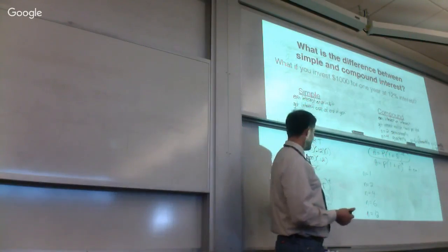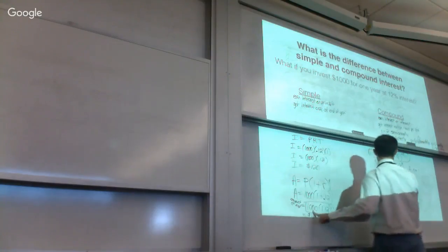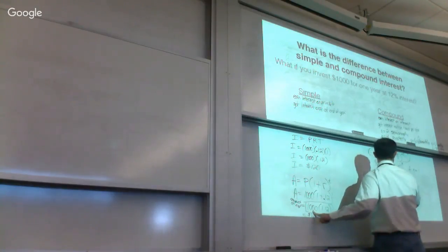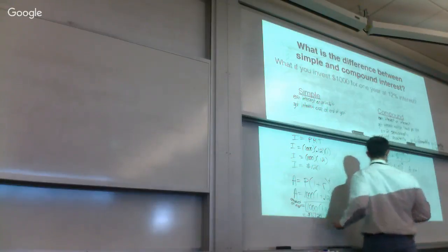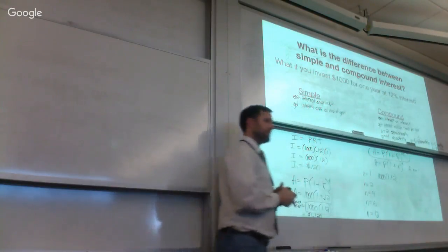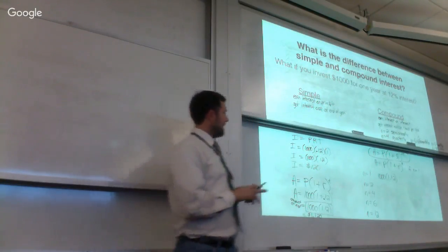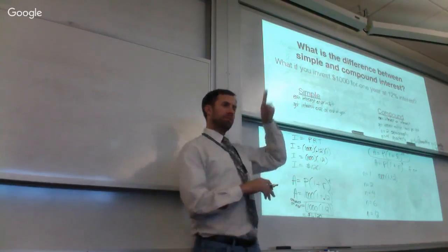When N equals 1, you take your principal and you just multiply it times the 12%, and that's it. You're done for the year. And again, it's 1.12. Why is the 1 in front of the decimal?